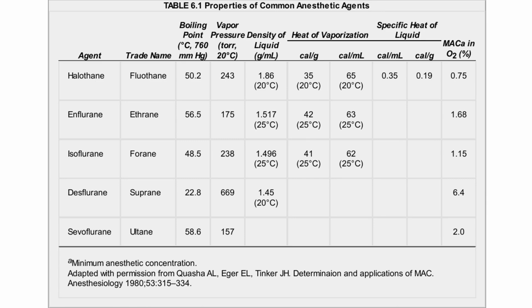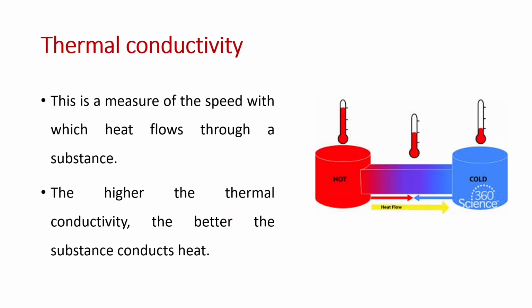This table that depicts the properties of the common liquid inhalational anesthetic agents also shows the specific heat of each of them. Another consideration in choosing material from which to construct a vaporizer is thermal conductivity. Thermal conductivity is a measure of the speed with which heat flows through a substance. The higher the thermal conductivity, the better the substance conducts heat.